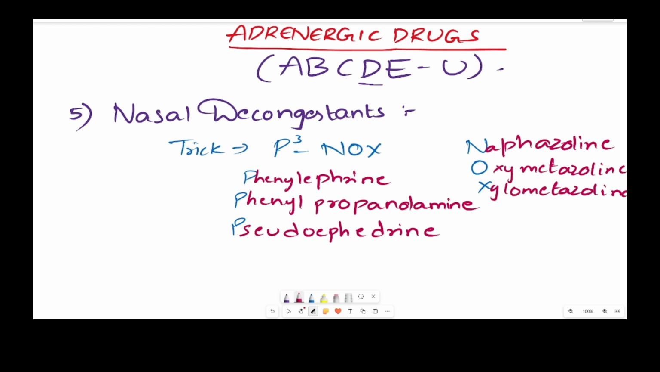So the fifth class in the adrenergic drugs will start with the letter D. Just remember decongestants so that you can remember nasal decongestants. The drugs under this will be starting with the letters P cube NOx. So just remember P cube NOx, where P means phenylephrine, phenylpropanolamine, pseudoephedrine, and NOx: N means naphazoline, O means oxymetazoline, and X means xylometazoline.